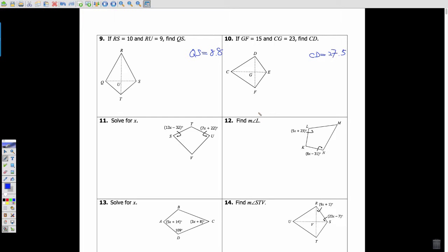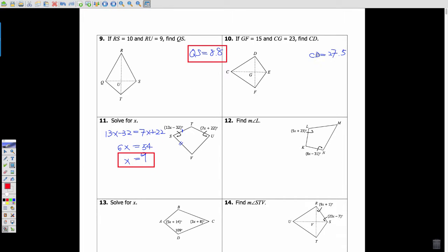Okay. From 11 onwards, it's very much the same, except that it has a little bit of algebra in it. So let's look at it. We've got a kite here, and notice that these two angles are sandwiched between two non-congruent sides. Therefore, this is your pair of congruent angles. So all you need to do is set it up like this, and that should be 6x on the left, 54 on the right. x is 9.